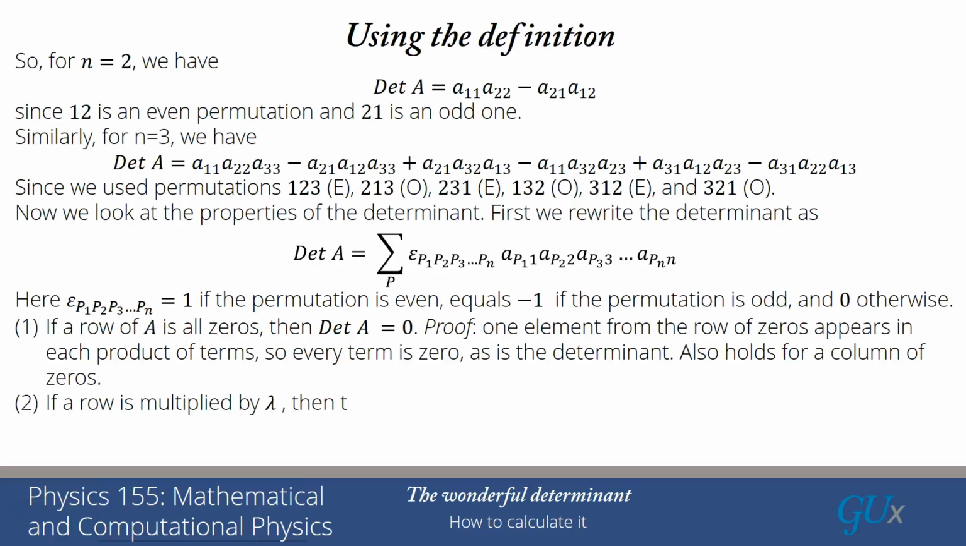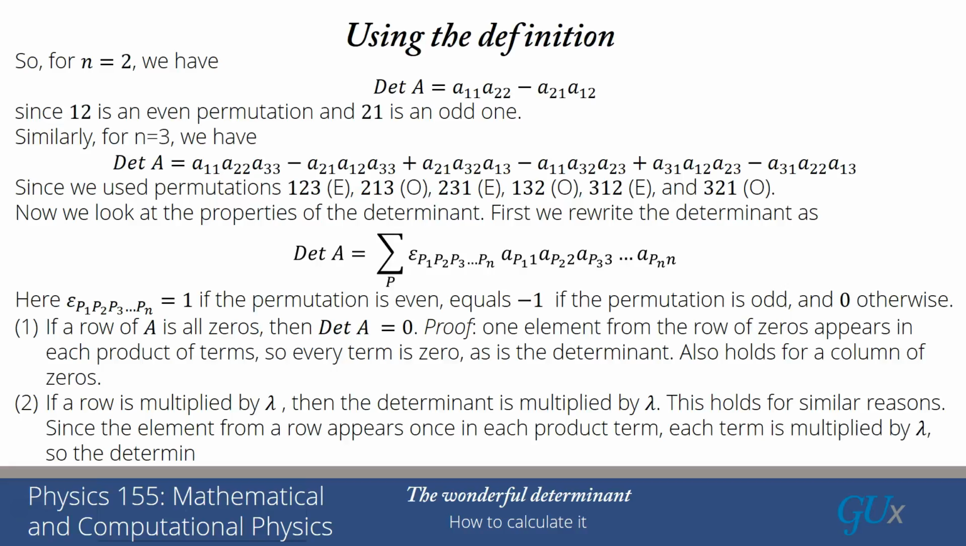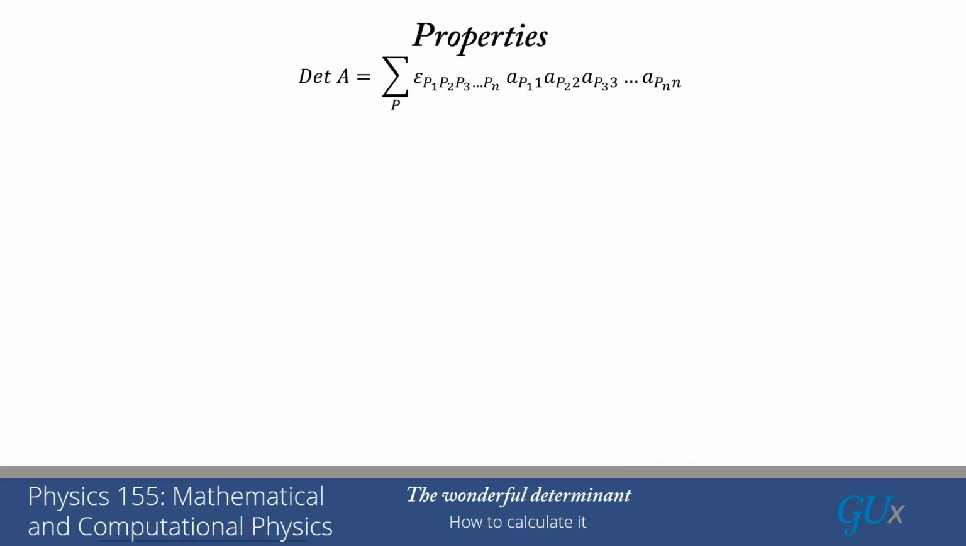The second property is if a row is multiplied by lambda, then the determinant is multiplied by lambda. And this also holds for similar reasons. Since there's one element from each row or one element from each column that appears in each of those products, that element is going to get multiplied by lambda, which means each one of those products gets multiplied by lambda. So each term is multiplied by lambda, and I can factor that out. And then the entire determinant is multiplied by lambda. And as I said, the same thing happens if we multiply a column by a factor.